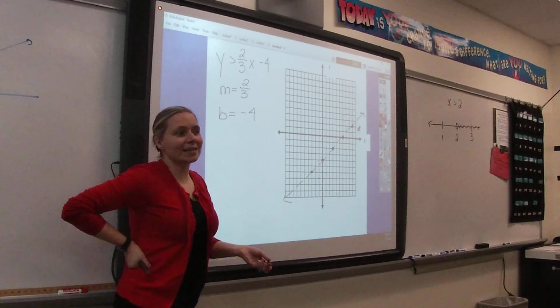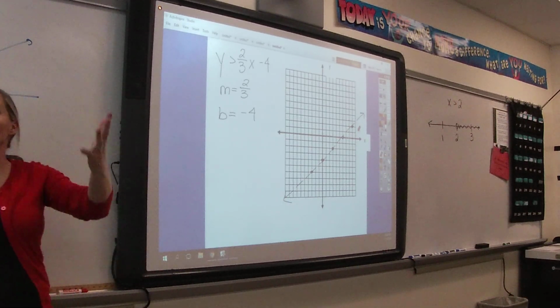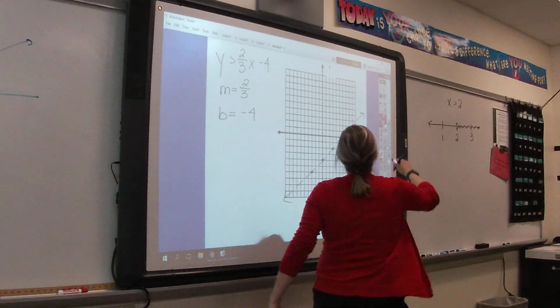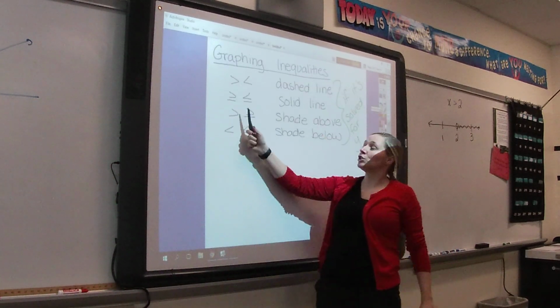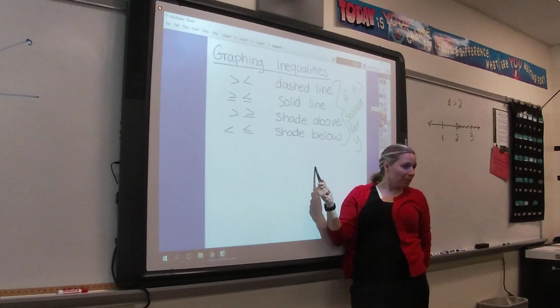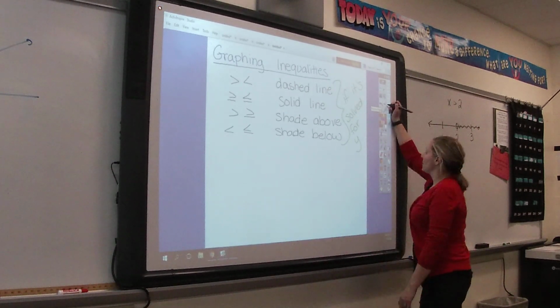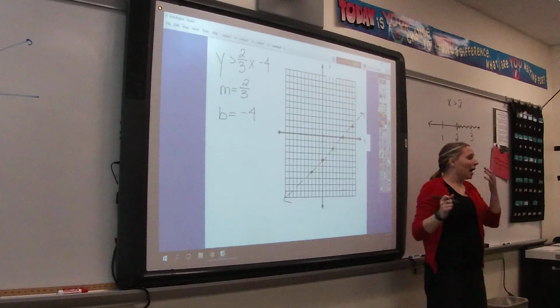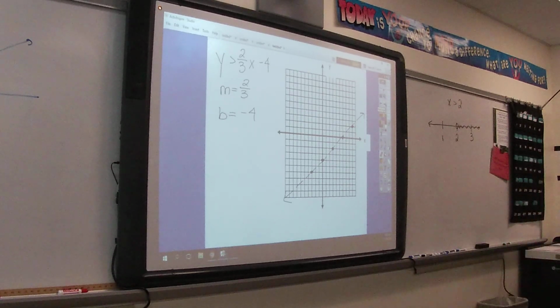Okay? Now we need to consider which side of the fence we need to be on. So we need to decide, are we going to shade above or are we going to shade below? Above. Okay. Greater. So we need to shade above, but here's what you need to consider.